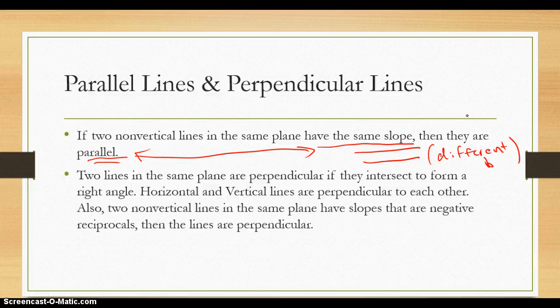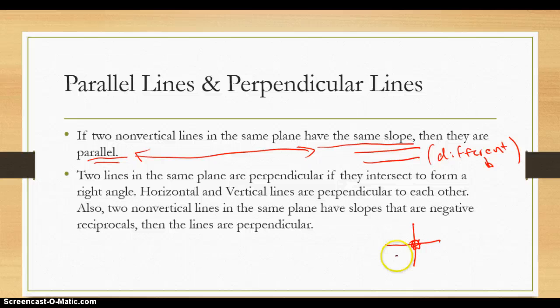Now, two lines in the same plane are perpendicular if they intersect to form a right angle. So two lines that cross each other, obviously here we know these are right angles. 90-degree angles are created because when the x and y axis cross each other, we are automatically given 90-degree angles. So those lines are perpendicular.